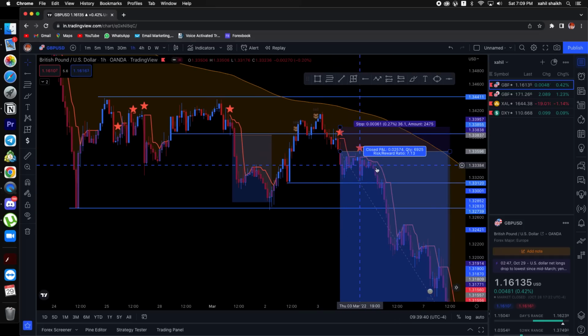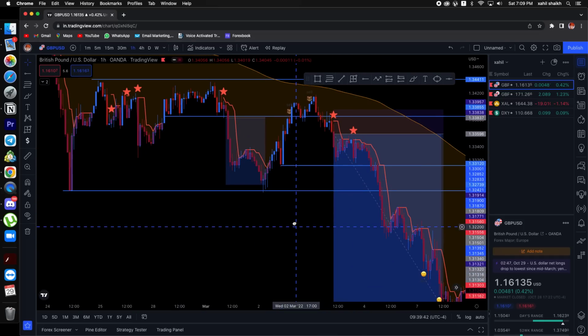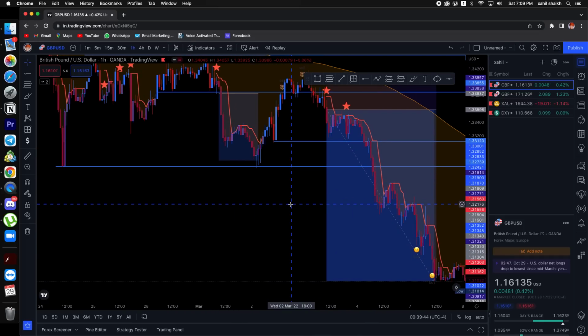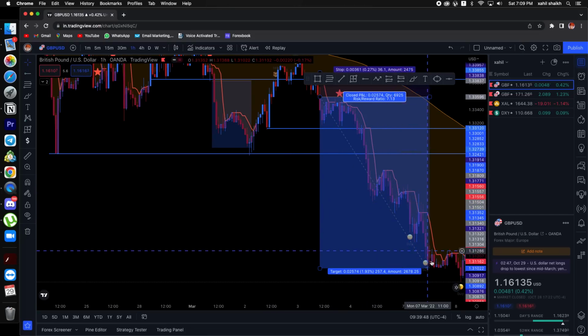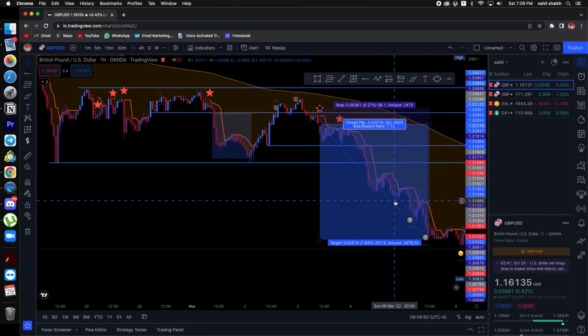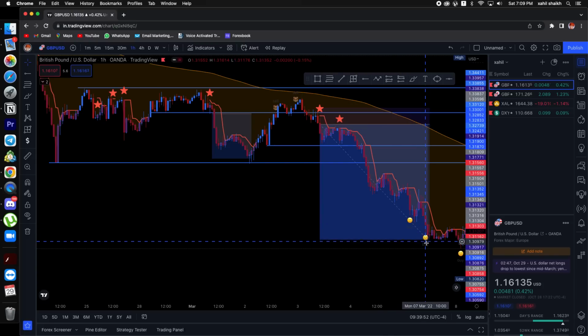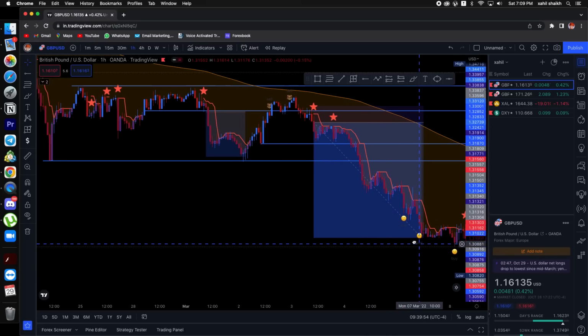So once it just continued falling down, I was just waiting to see if it would give me a signal that price is coming back up. So I was just waiting at that point. Price was continuously creating lower lows, so I just waited, and it gave me around 250 pips. So that was a really amazing trade.